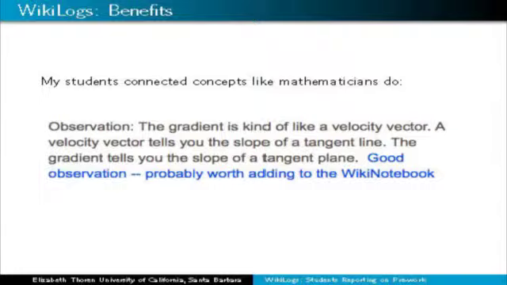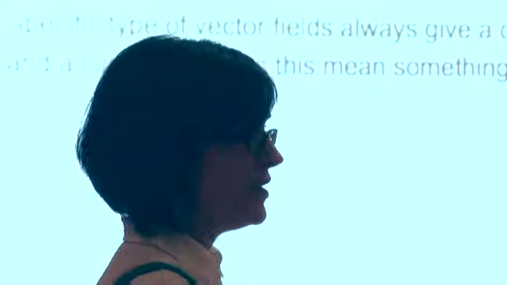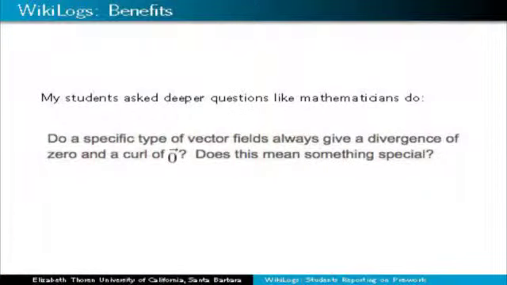They were asking deeper questions. For this particular pre-work, I gave them a bunch of vector fields. They had to compute the curl and the divergence. And one of them had 0 curl, 0 divergence. And this student asked, do a specific type of vector fields always give divergence of 0 and curl of 0? Does this mean something special? I mean, this is like Hodge decomposition theorem type work. We're going to get into really deep questions about the domain of the vector field and what the consequences are. So it's a big deal if a vector field has curl 0. That's a big question.